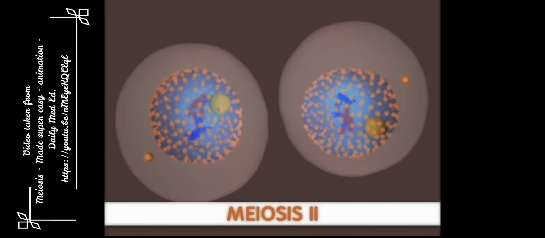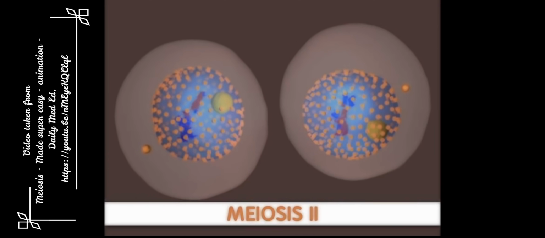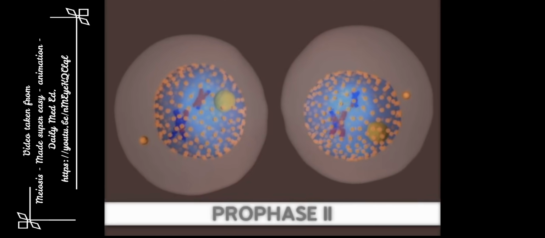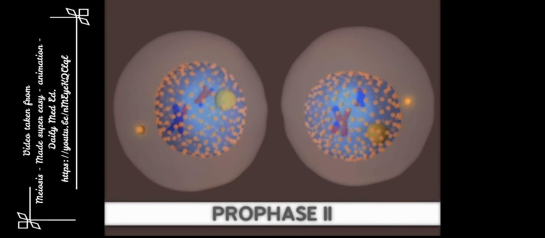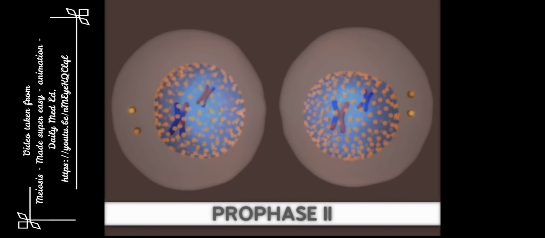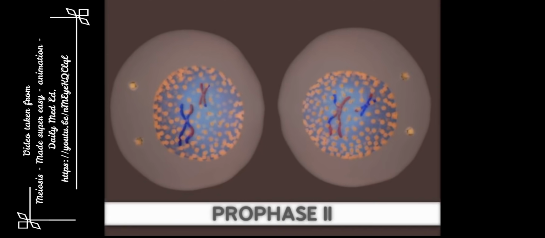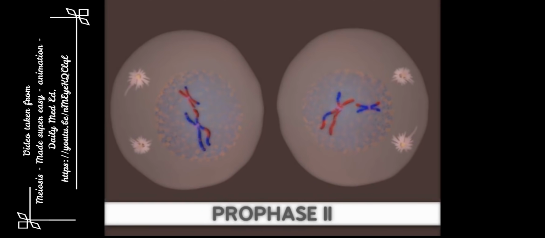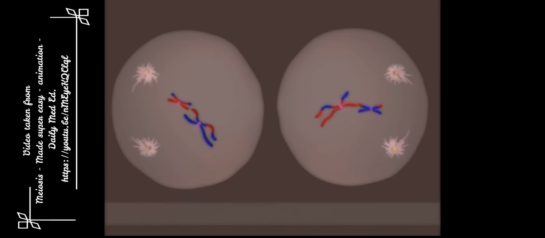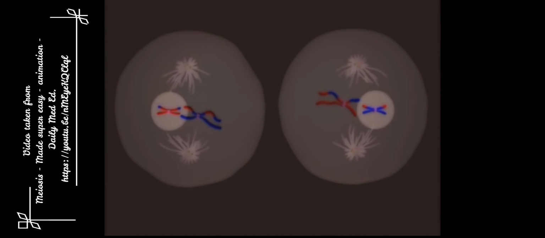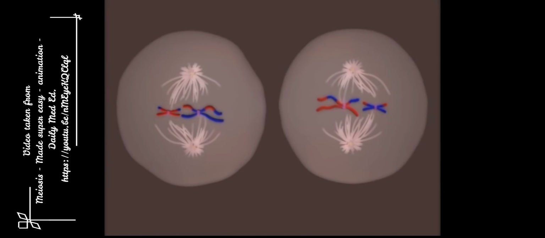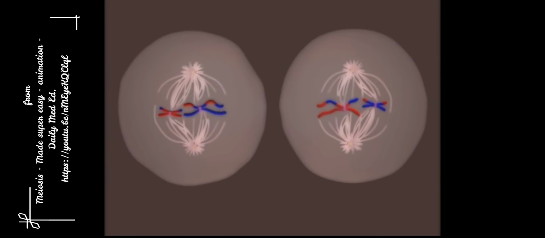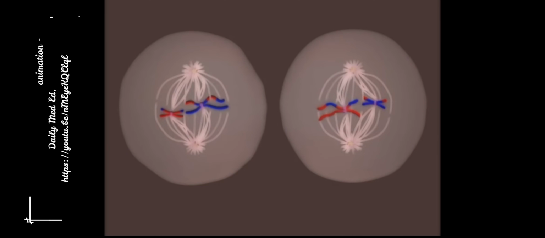Meiosis 2 is similar to mitosis. The first stage of meiosis 2 is prophase 2. Again, chromosomes condense, the nuclear envelope breaks down, and the spindle apparatus forms. The major difference between prophase 2 and prophase 1 is the fact that the daughter cells have only one copy of each homologous chromosome. So in prophase 2, there is no synapsis of homologous chromosomes or crossing over.